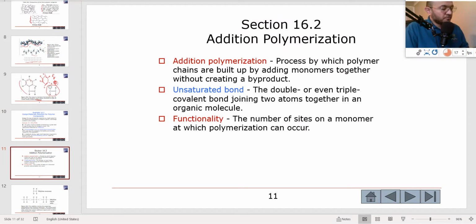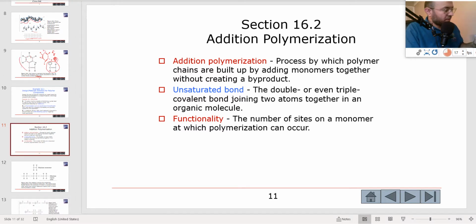So we talk about polymerization. Polymerization meaning that how big the chain is compared to monomer. Unsaturated bond, when we have a double or triple bond. And then functionality is the number of sites of monomer at which polymerization can occur. So we're looking to where actually that connection can be made.